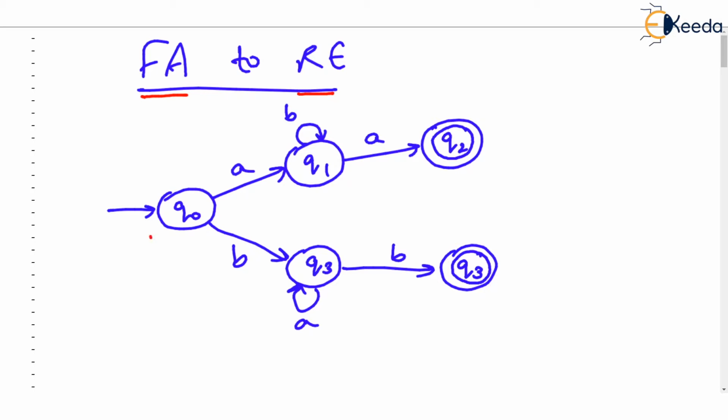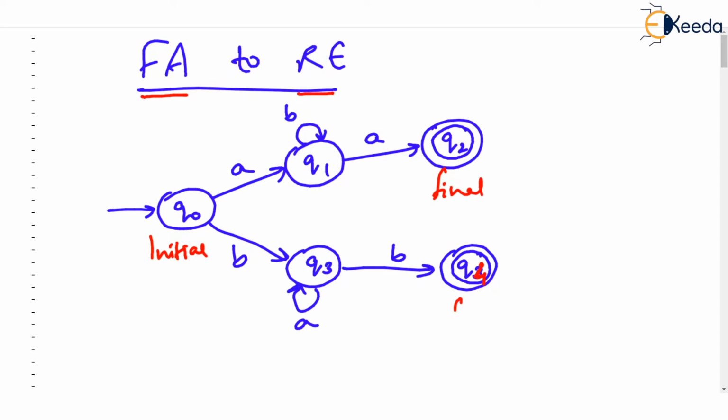Now, Q0 is the initial state. Notice there is no incoming arrow to Q0 from Q1, Q2, Q3, or Q4. I'm so sorry, I mislabeled it. This is Q4. Okay, there are no incoming arrows, so let Q0 remain the initial state. But there are multiple final states.